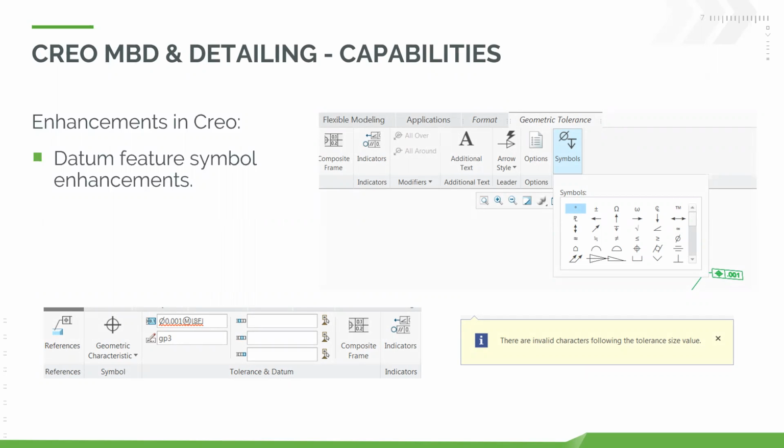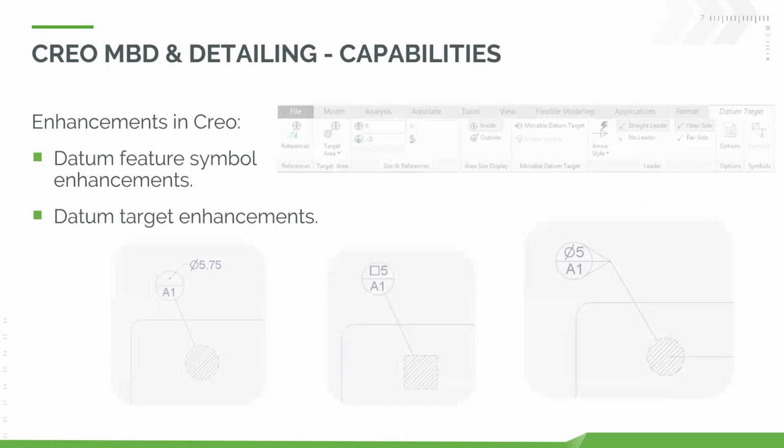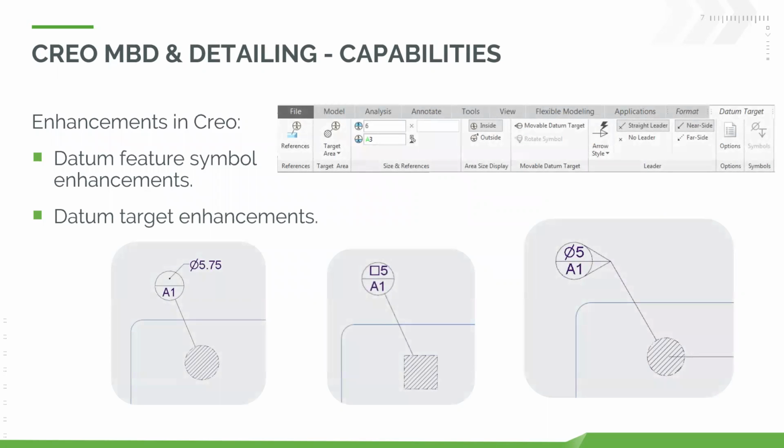So first is for basic datum features, putting in symbols that are required by various standards and have Creo check them and make sure that they're right and give you an error message if they're not right. We've also made datum target enhancements. So define the target, define the callouts, whether the text goes inside or outside. Some of this is personal preferences, some of it's standard.